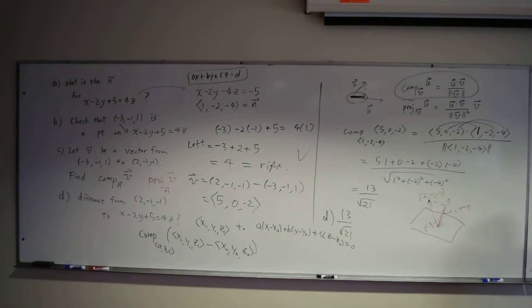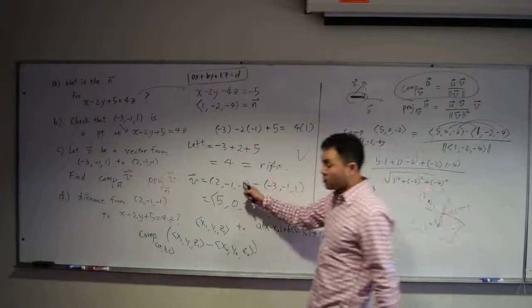So that's what this question is about. Yes? So what would you do with the point (2, negative 1, negative 1)? Oh, I used it here to get the vector. Oh, okay.